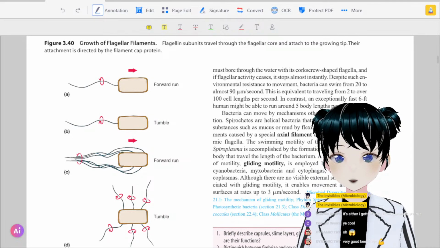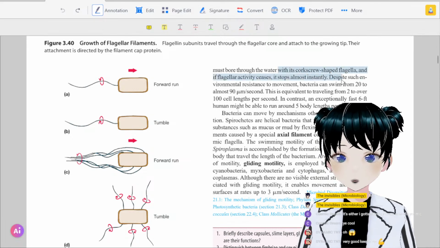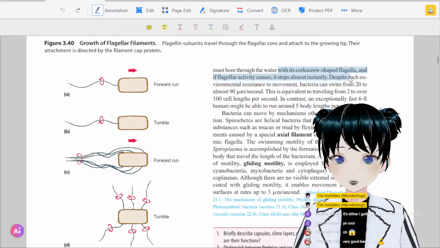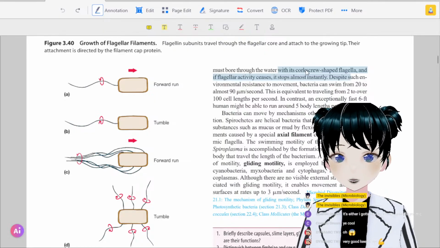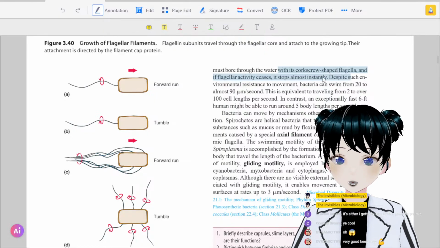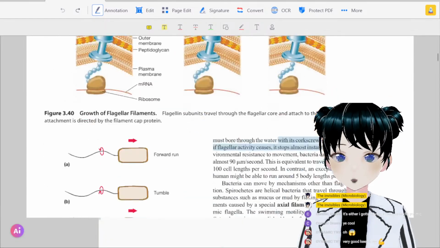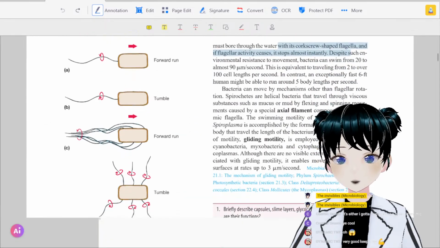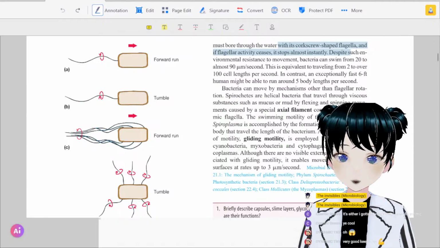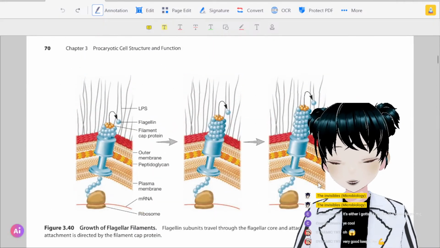Bacteria bore through the water with their corkscrew-shaped flagella. Corkscrew means the basal area of the flagella is like that. And if the flagellar activity ceases, the bacterium stops almost immediately.